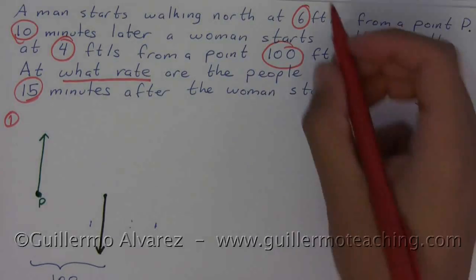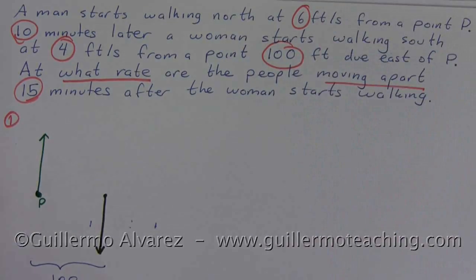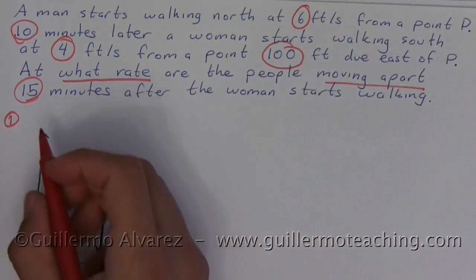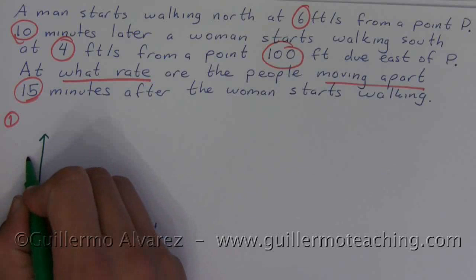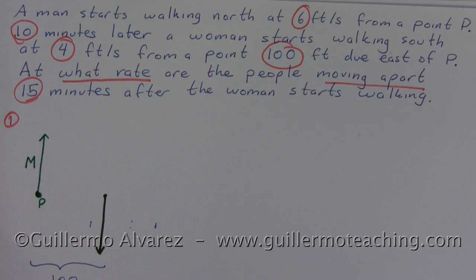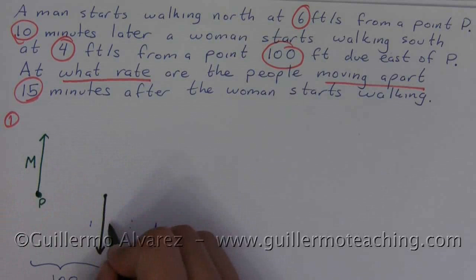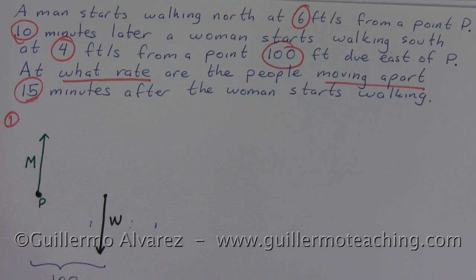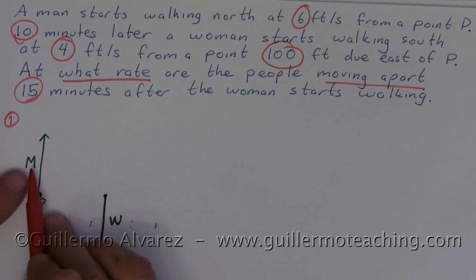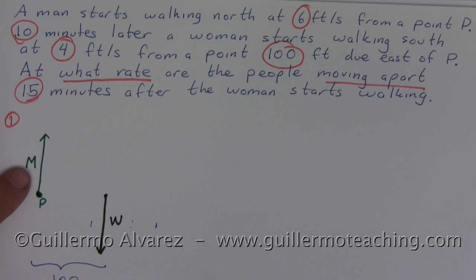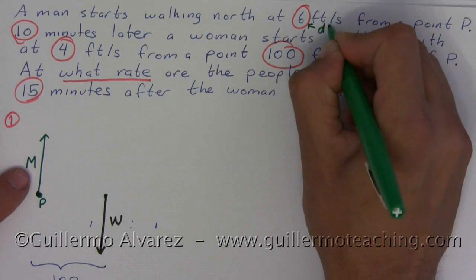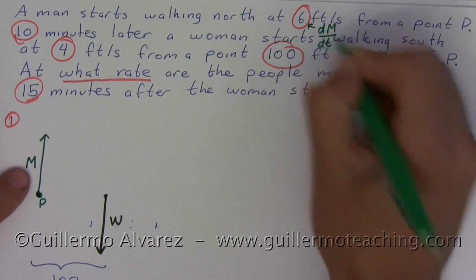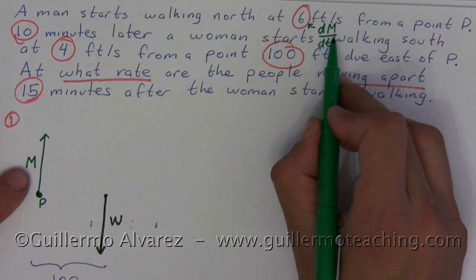So here, 6 feet per second is for the man. So why don't we call the distance the man walks M, and the distance the woman walks, let's call that W. So if M is the distance the man walks, then 6 feet per second is going to be the derivative of M with respect to time, because it's telling me how fast M is changing.